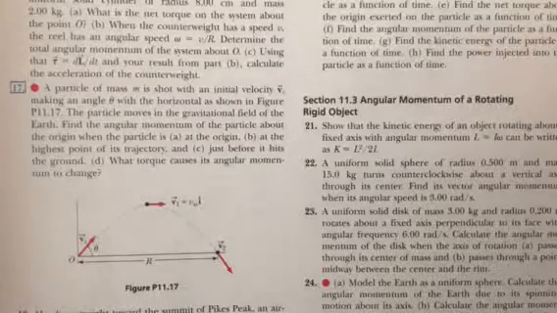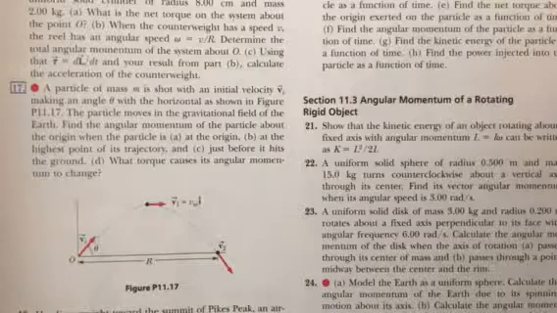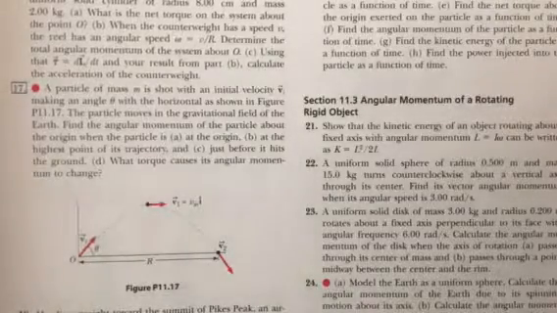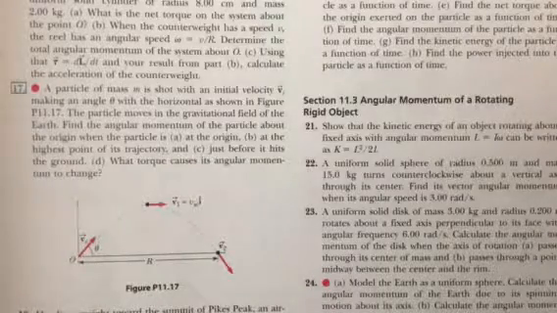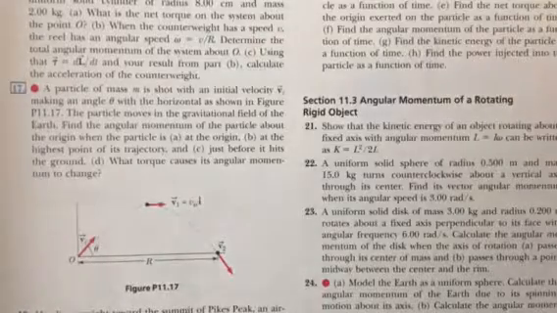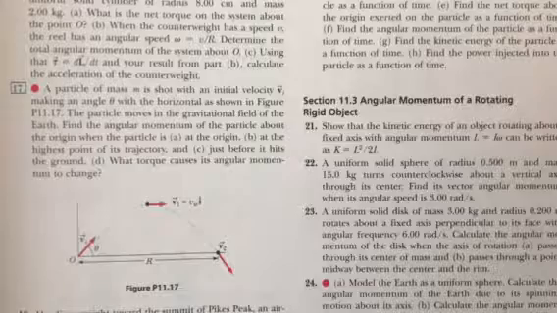Hey everyone, this is question 17 and it asks, a particle of mass m is shot with an initial velocity v initial making an angle theta with a horizontal as shown. The particle moves in a gravitational field of Earth. Find the angular momentum of the particle about the origin when the particle is A at the origin, B at the highest point in its trajectory, C just before it hits the ground, and D what's the torque that causes its angular momentum to change.